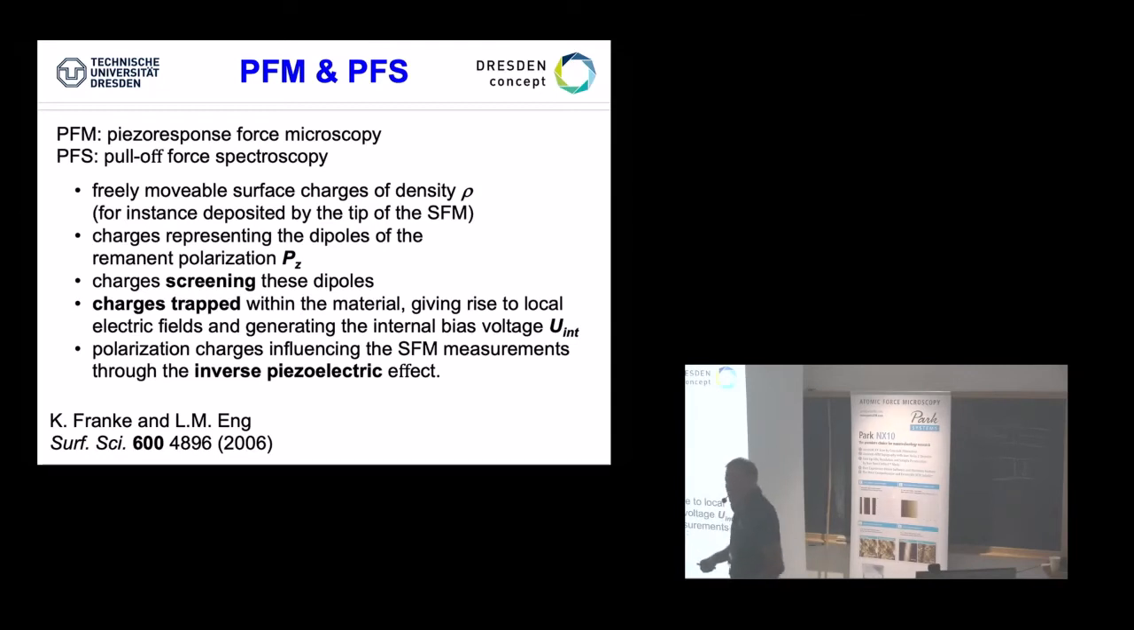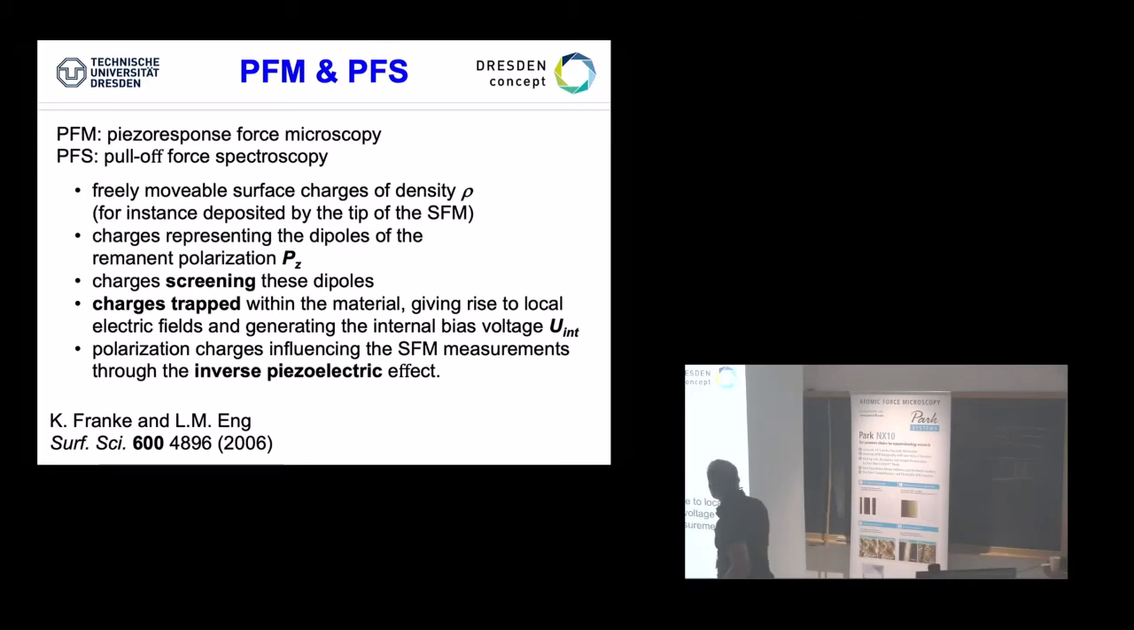In a ferroelectric, yes, we believe there is polarization. There can be screening charges. There can be trapped charges which give rise to an internal field. That means simply that we believe that the sample has an internal voltage. And there's even more. There's the inverse piezoelectric effect, which is affecting our measurement and so on. So it's a complex system. But we now want to measure this. We want to quantitatively disentangle at least these parameters. And how can we do this? Exactly by combining these two methods.